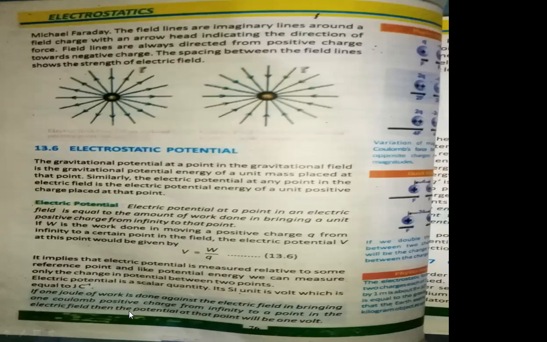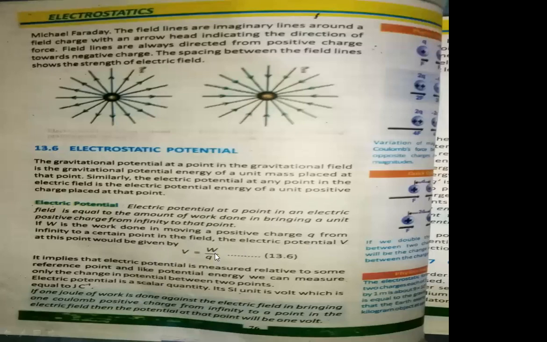Now this is the definition of 1 volt. What is 1 volt? If 1 joule of work is done against the electric field in bringing 1 coulomb of positive charge from infinity to that point in the electric field, then the potential at that point will be 1 volt. This is the definition of 1 volt.